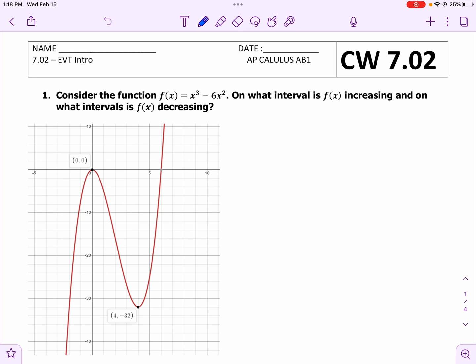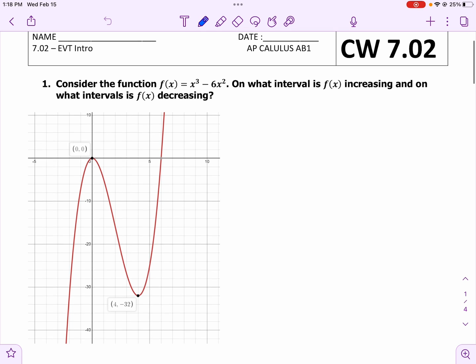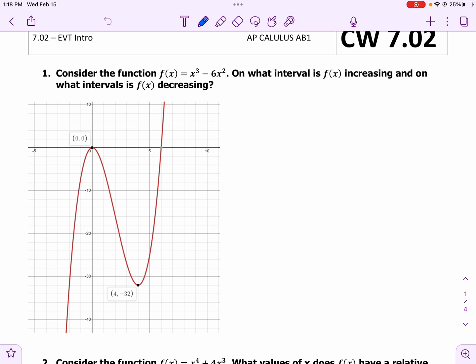All right, so I want us to consider the function f of x equals x cubed minus 6x squared. And I'm going to ask you on what intervals is f of x increasing and on what intervals is f of x decreasing. Now, if we have the graph of the function, which I've provided below, we can read this function from left to right to see where it is increasing and where it is decreasing.